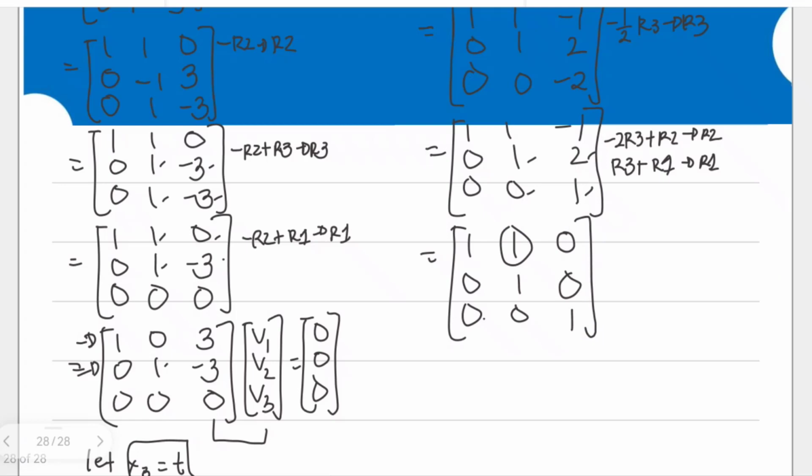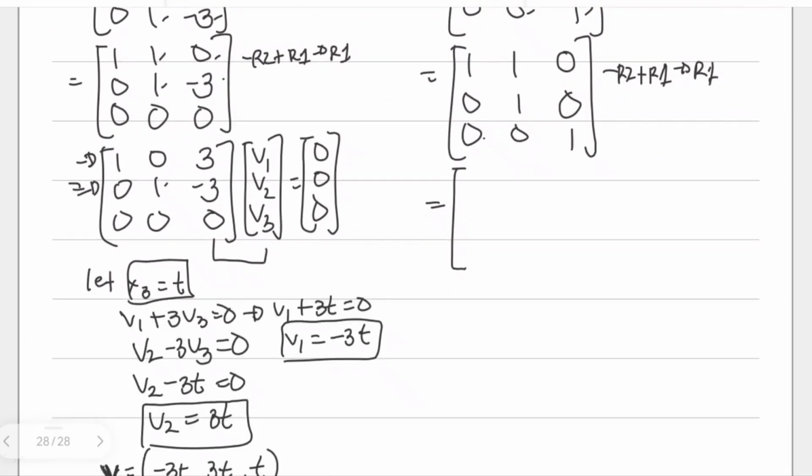Finally, let's make this 0. So negative of row 2 plus row 1 for a new row 1. You have here 0, 0, 1, 0, 1, 0. So negative 1 times 1 is negative 1 plus 1, 0. Here, 0, 0 is a 0.